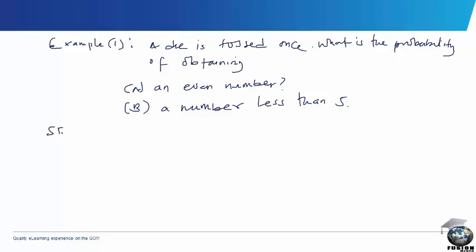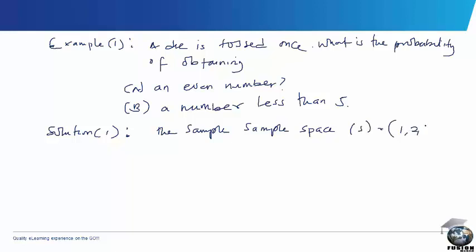Alright, solution. We can solve using the addition law of probability. And so we have the sample space. We always have to state the sample space. The sample space X is equal to {1, 2, 3, 4, 5, 6}. Therefore the total number of samples is equal to 6.